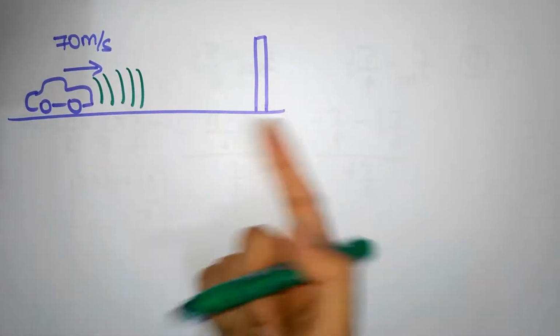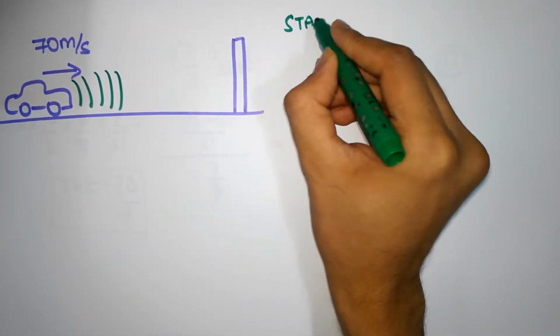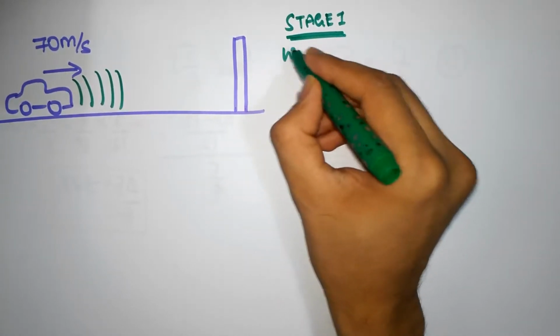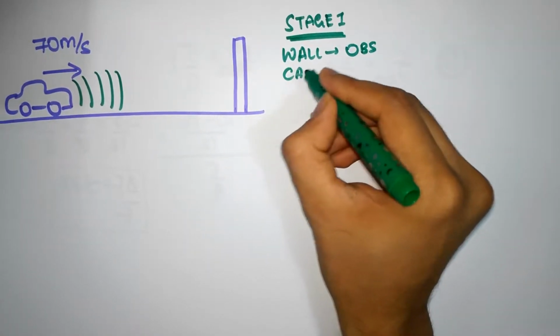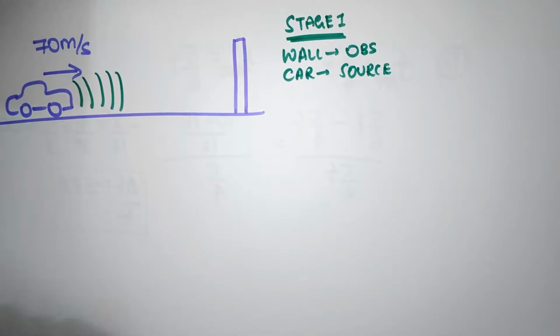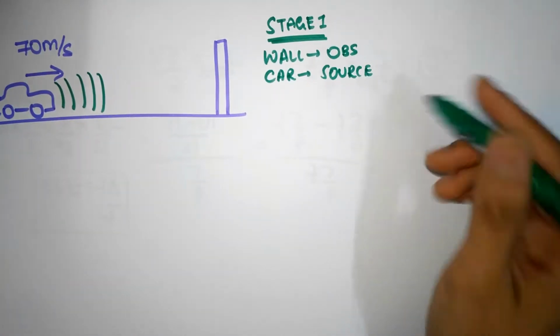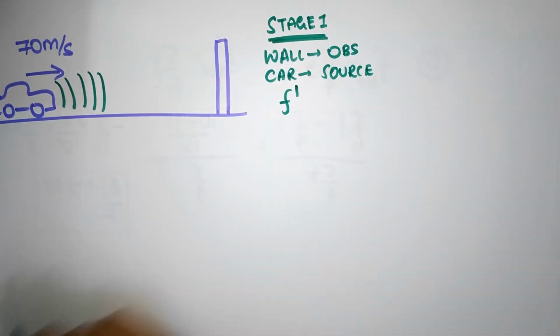This actually is a two-stage problem. In stage one, we can treat the wall as the observer and the car as the source. So the source is approaching the wall and we can calculate what the frequency is going to be. Let's call that the apparent frequency f dash.